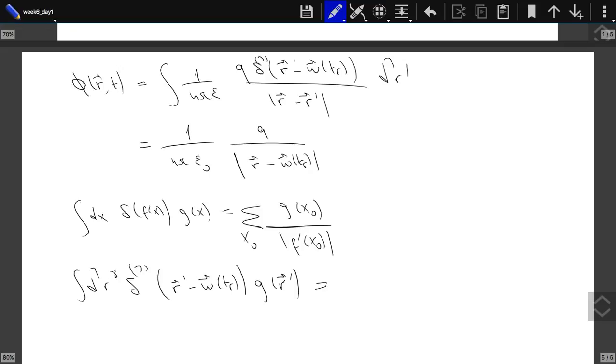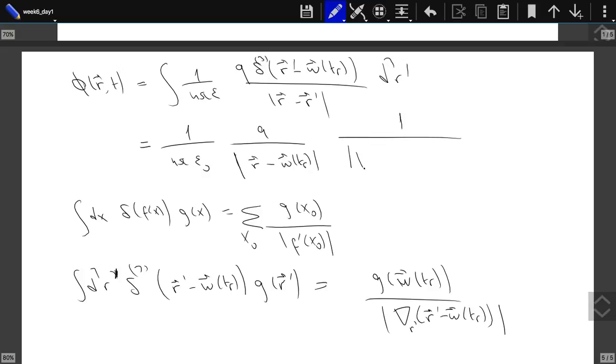this is equal to g of omega of tr divided by the absolute value of the gradient of omega of tr. So we have to correct that: the above expression is 1 over the gradient with respect to r prime of r prime minus, no, this is the divergence, sorry, minus omega of tr. Keep in mind that r prime is a solution of this equation.